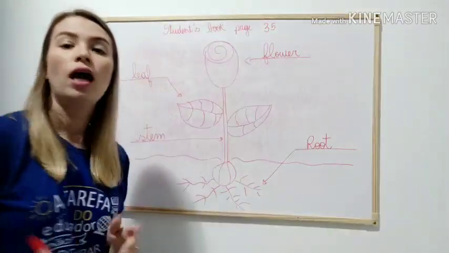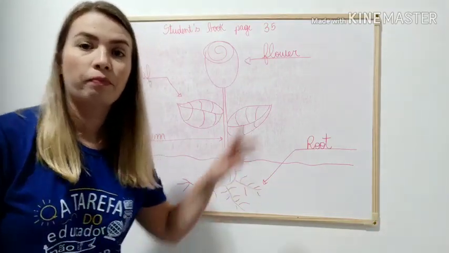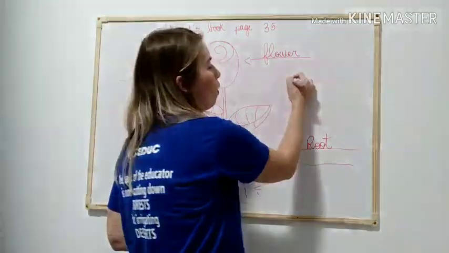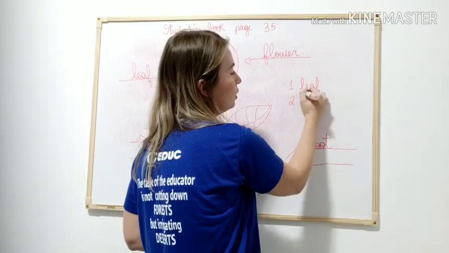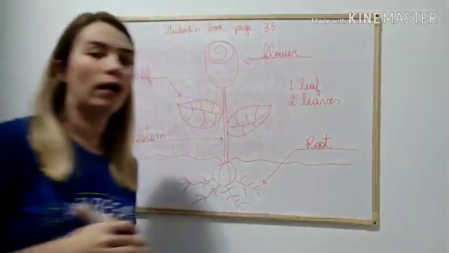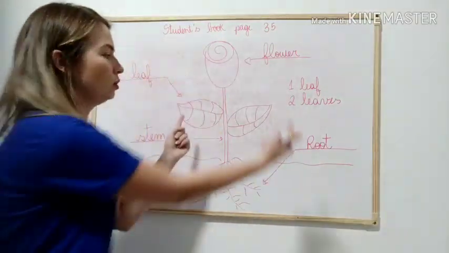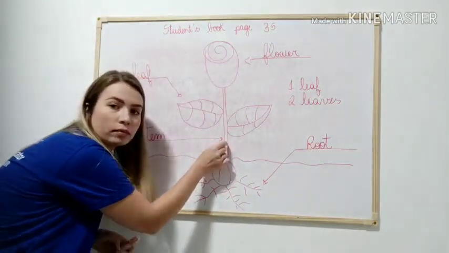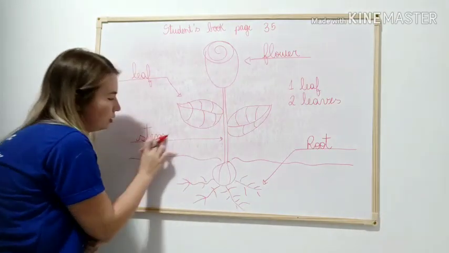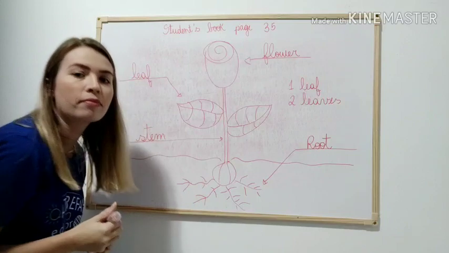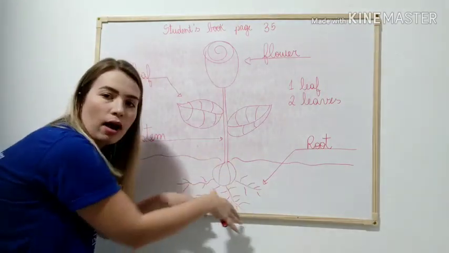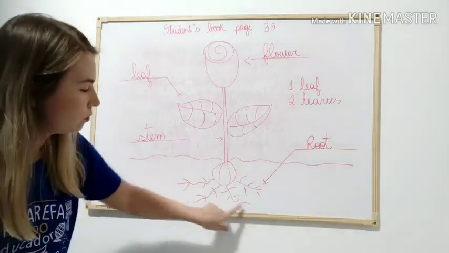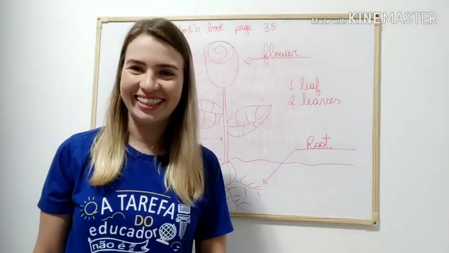This is a plant. So, let's repeat the parts. Flower. Leaf. Remember, one leaf, two leaves. Stem, this, okay? This is the stem, a long stem. And underground, we have the root. We have the root. Okay? Excellent, guys.